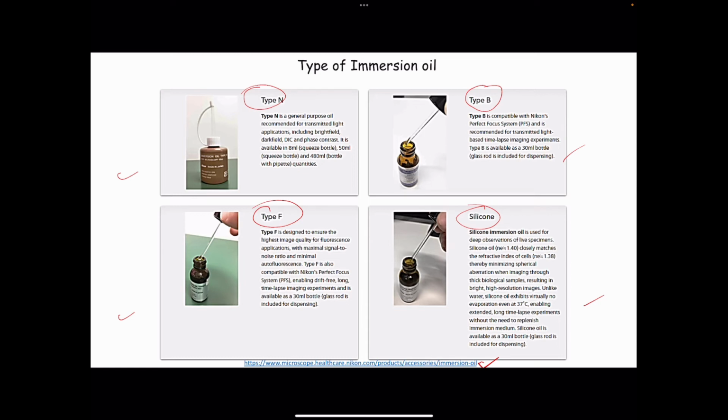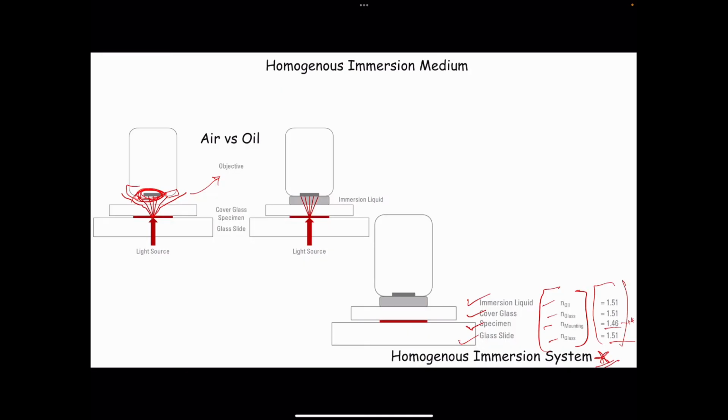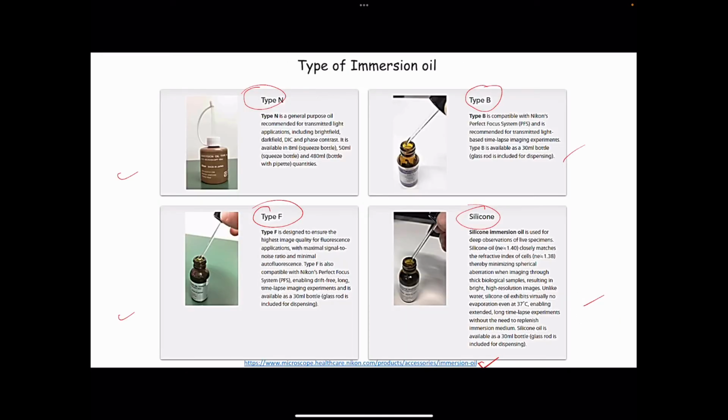They say that care must be taken to ensure that the refractive index and the dispersion value of the oil match the properties of the Nikon optics. So basically it comes to the same point: the immersion medium should be homogeneous. It should match the front lens of your objective and your oil also. If these two have good compatibility, that's the only thing that matters. As a result, your light will enter and your imaging can be done with high resolution and detail.